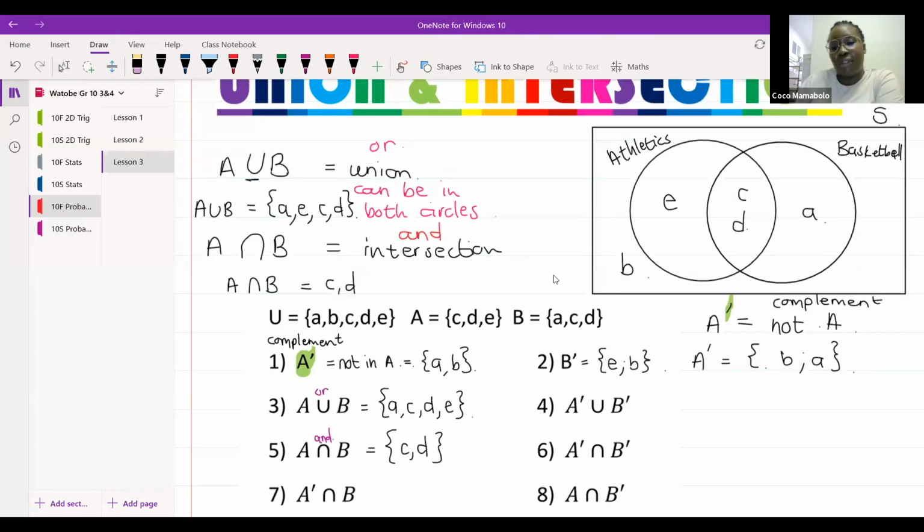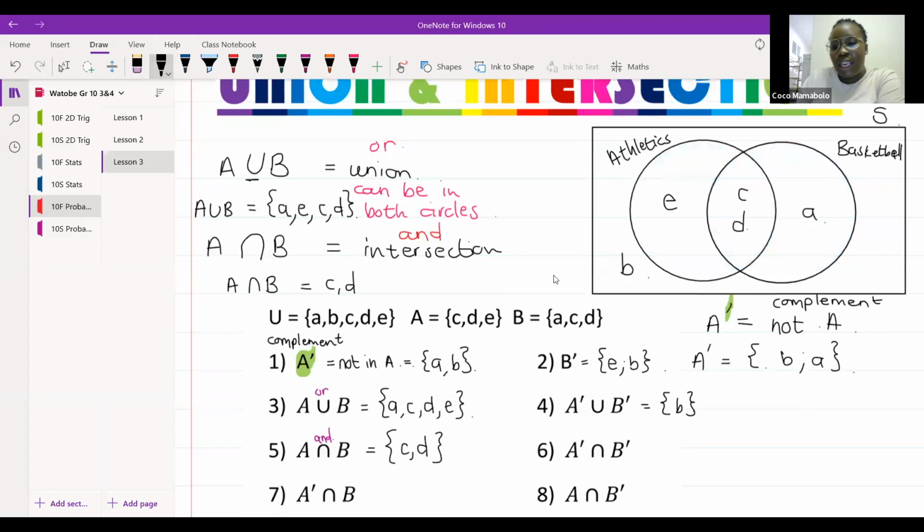Let's start with number 4. Did you manage to get an answer for number 4, Jessica? Yes, ma'am. Okay, what is the answer of A complement union with B complement? It's just going to be B. Excellent. It's just going to be B because we are not including everything in here, because it's the union. Correct?